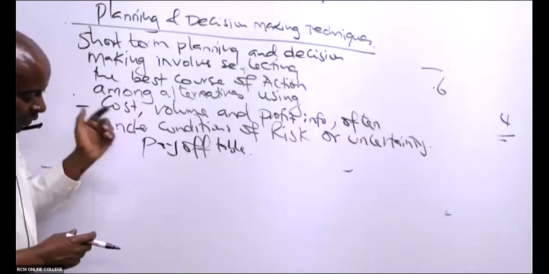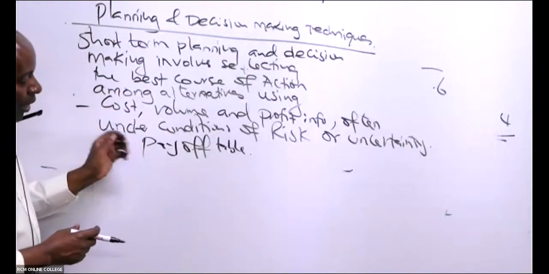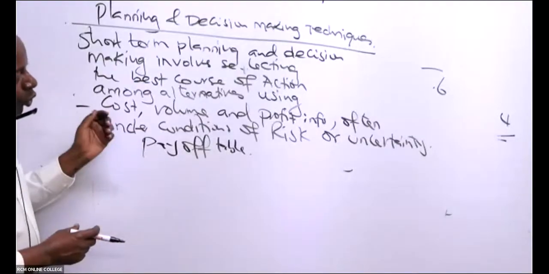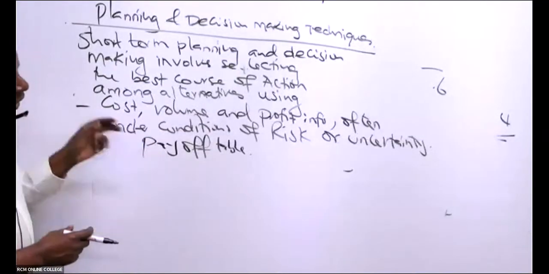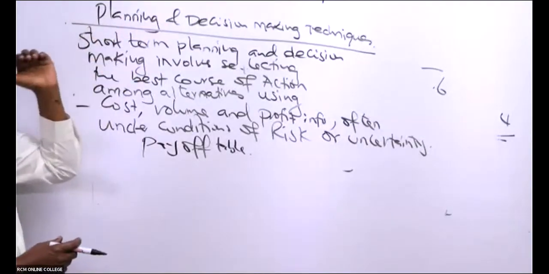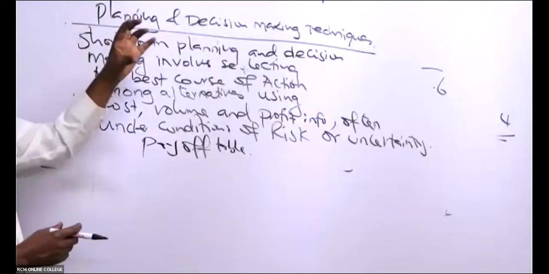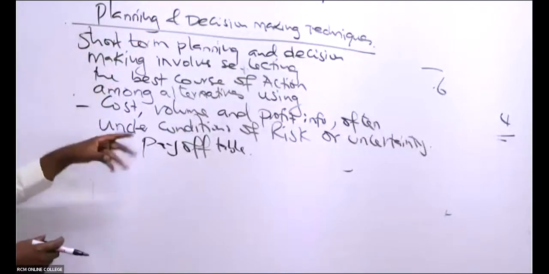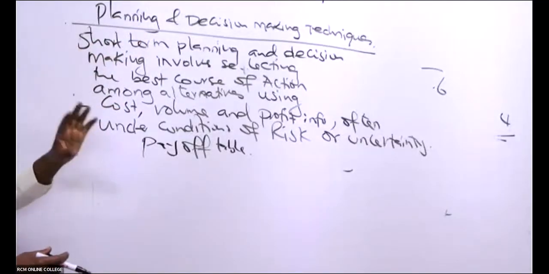CVP is something you've done even in management accounting. So with CVP, we shall be looking at what we shall be calling break-even analysis. The planning concept is how do we break even and get into huge profitability. In decision-making, we shall be looking at maximax, maximin, minimax regret, etc.